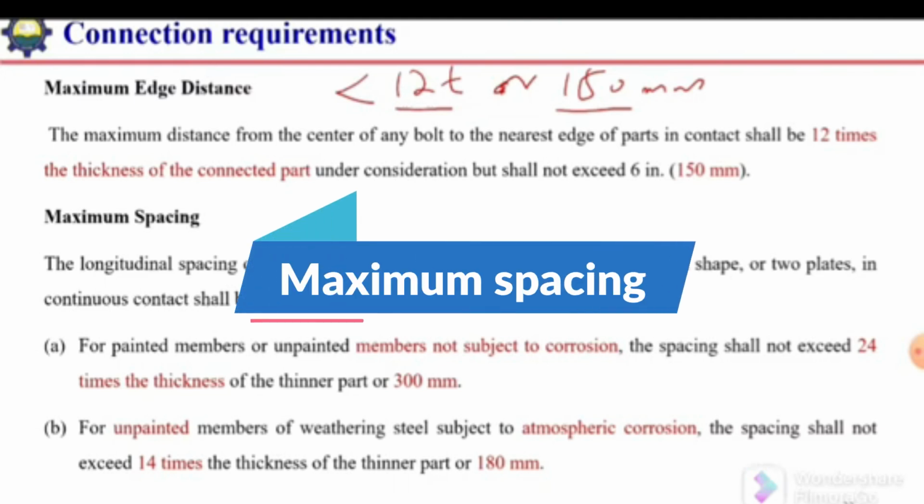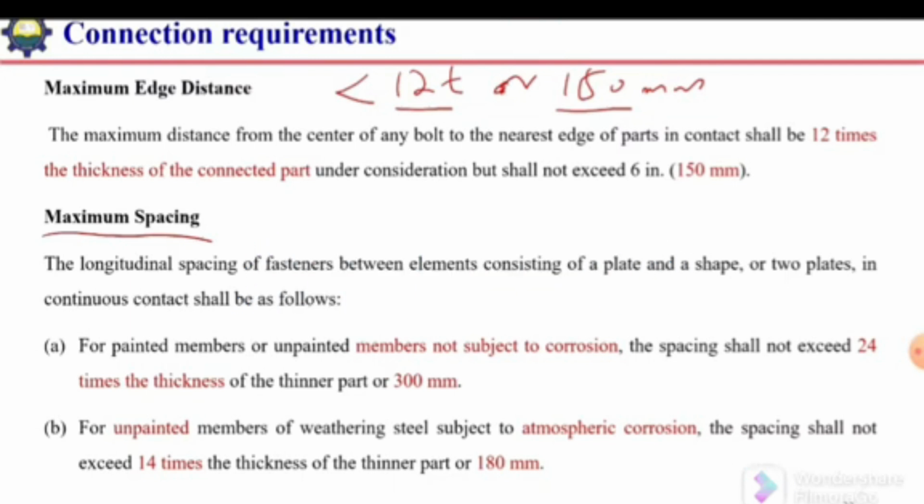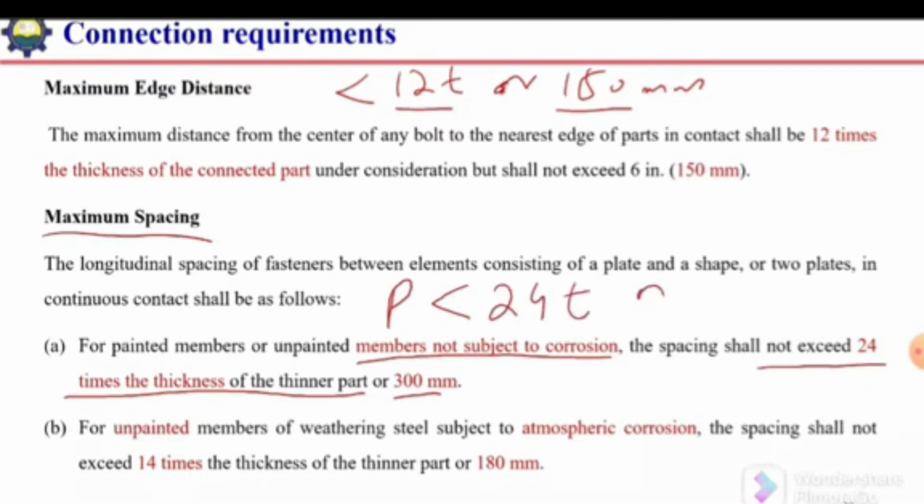So the next is maximum spacing, or the maximum pitch of the bolt. The maximum spacing of the bolts is decided based on the environmental conditions. If the member is subjected to corrosion, then this spacing should not exceed 24 times the thickness of the thinner part, or 300 millimeters. So it means the pitch should be less than 24 times thickness, or 300 millimeter.